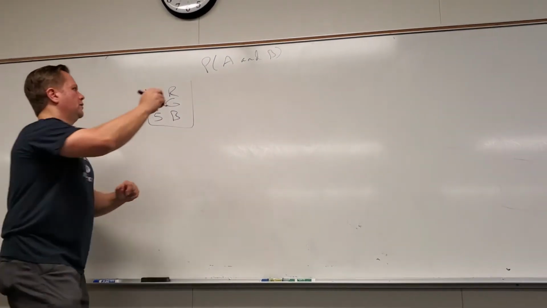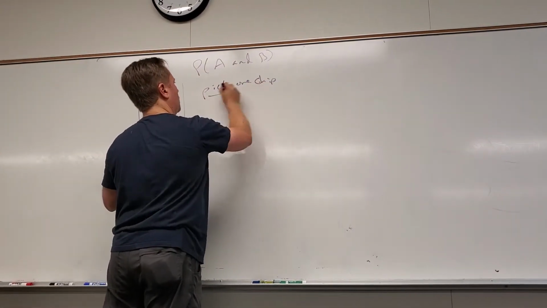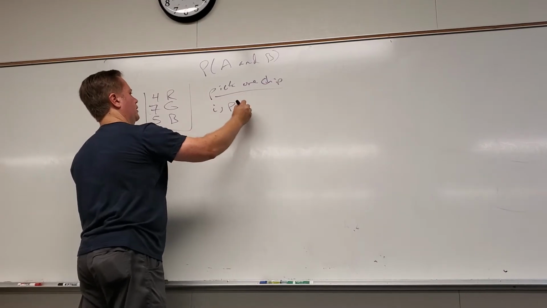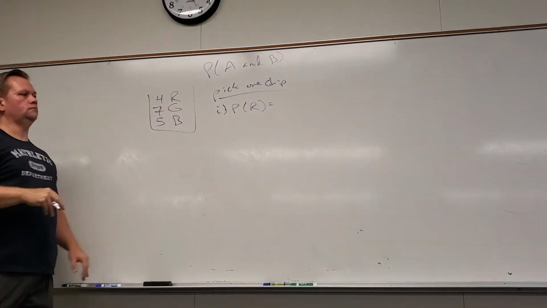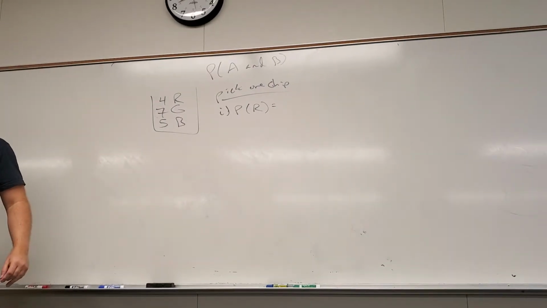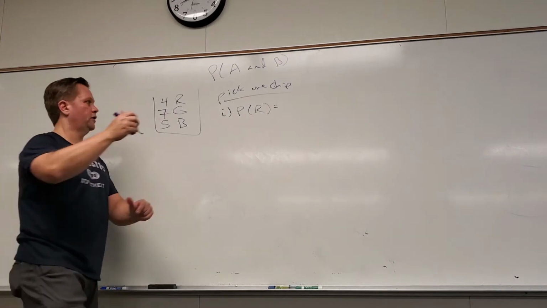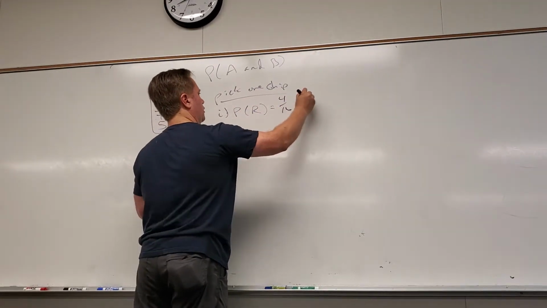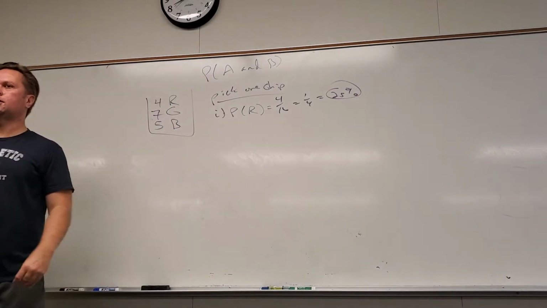So if I picked one poker chip, what's the probability that I get a red poker chip? 4/16. I like it. 25%, right? That's 1/4. That's 25%. Bam. Now, let's change it up.